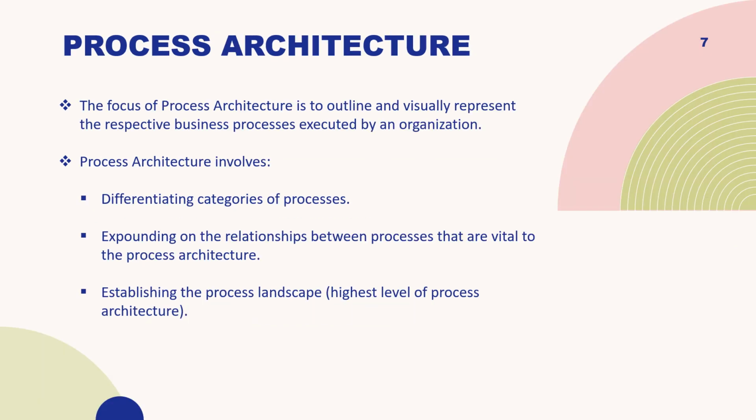We'll now delve into the first component of process identification, which is process architecture. The focus of process architecture is to outline and visually represent the respective business processes executed by an organization. Process architecture involves differentiating categories of processes, expanding and expounding on the relationships between these processes that are vital to the process architecture, and finally establishing the process landscape, which is the highest level of the process architecture.